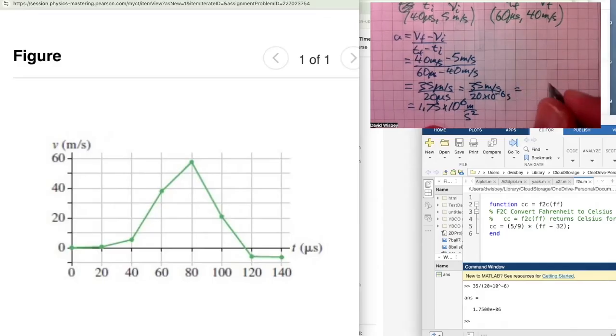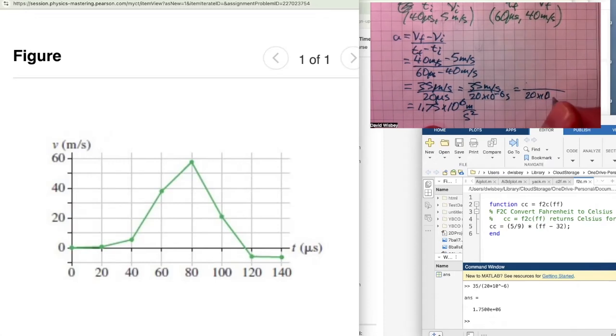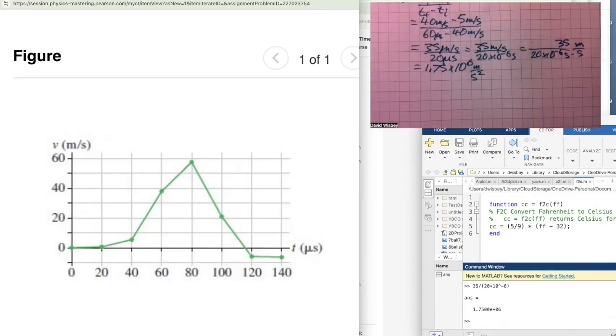Let me write it over here so it's a bit clearer. In the denominator, I have 20 times 10 to the minus 6 seconds, so I have seconds there. And over here for my velocity, I have meters per second. I'm just multiplying here, so in my denominator, I get seconds squared.